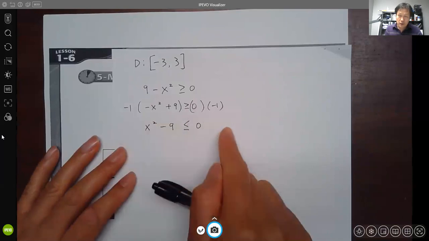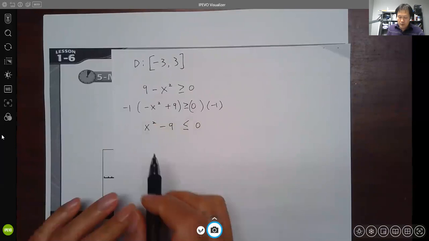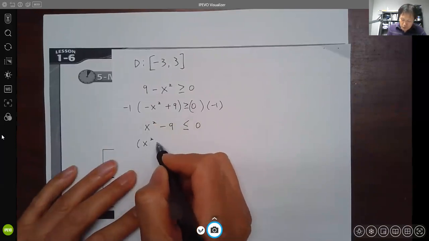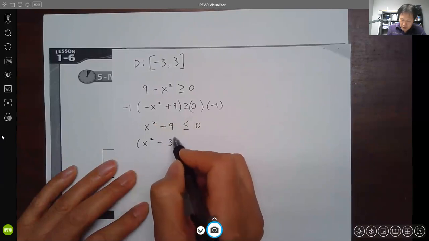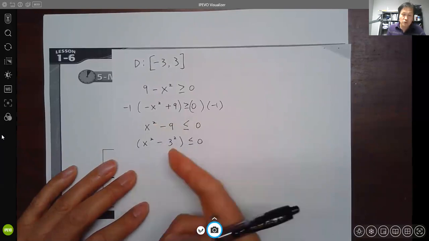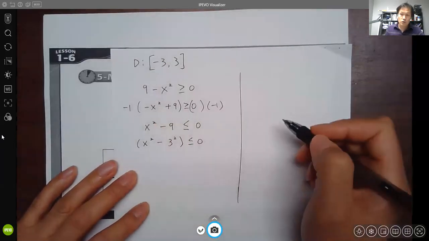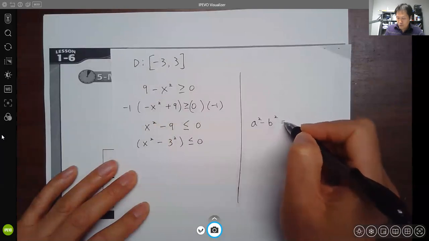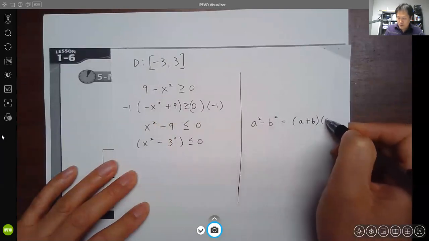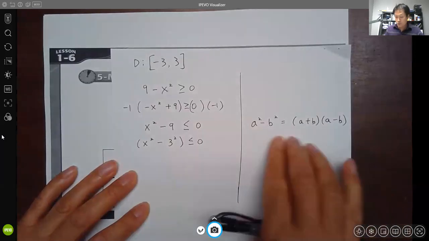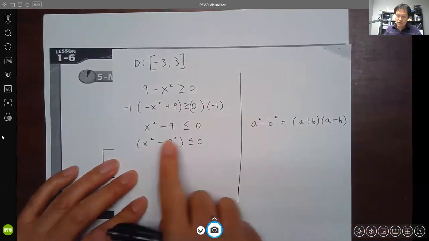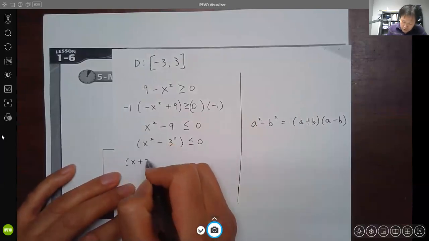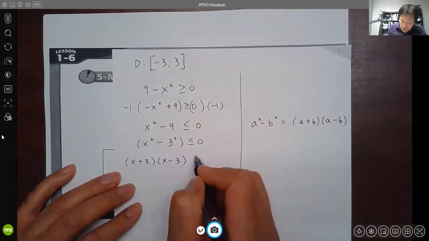How do you solve that? I will show you two different ways. One way, factor this first. So you've got x squared minus 9. 9 is exactly the same as 3 squared. Then you get to use the formula. You need to memorize this formula: a squared minus b squared is (a plus b)(a minus b). Applying that, x becomes a, 3 becomes b, so you get x plus 3 times x minus 3 less than or equal to 0.